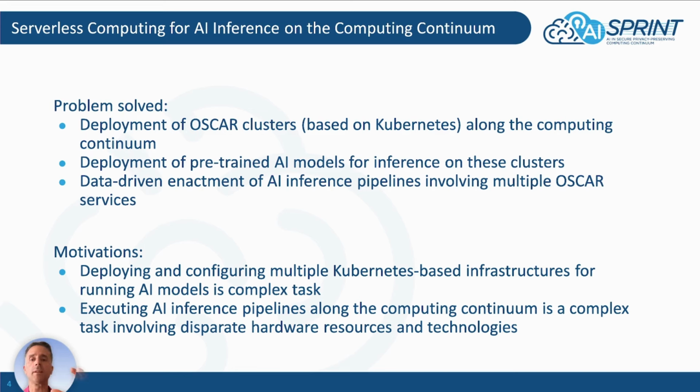So you can have an inference pipeline composed of several services, and some of these services can run on specific OSCAR clusters and other services can run on other OSCAR clusters, even at disparate computing infrastructures, one of low-power devices such as Raspberry Pis and another composed of resources from a public cloud.